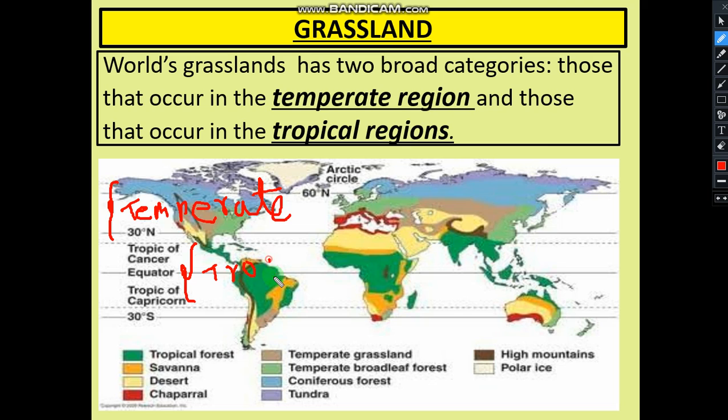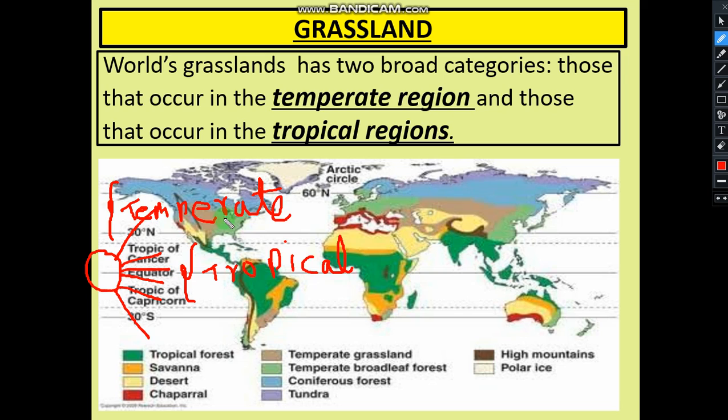But this area is tropical grassland, and tropical means extreme hot. It's not a cold region, actually it's a very hot region. Tropical area is known as a very hot region because the rays of the sun fall straight on this region, whereas the sun rays fall slanting on the temperate region. That's why it's not a very hot area.